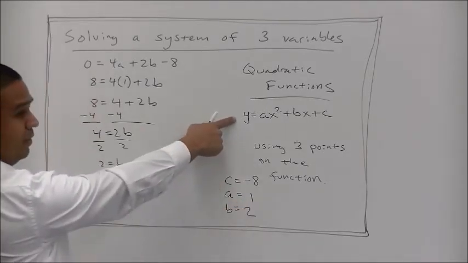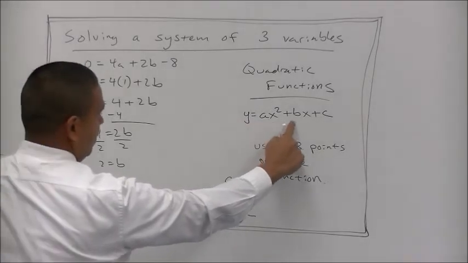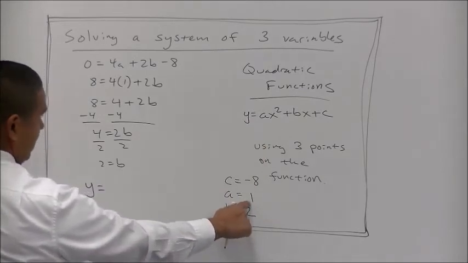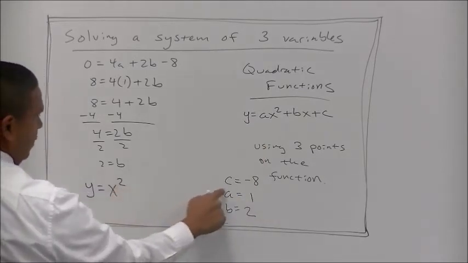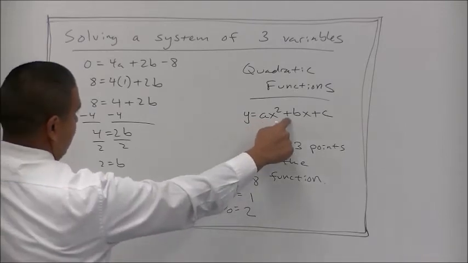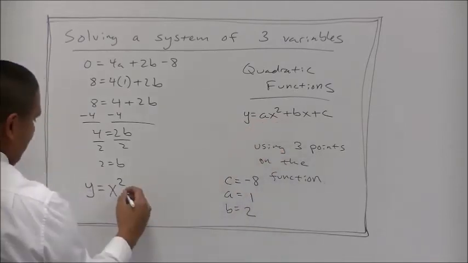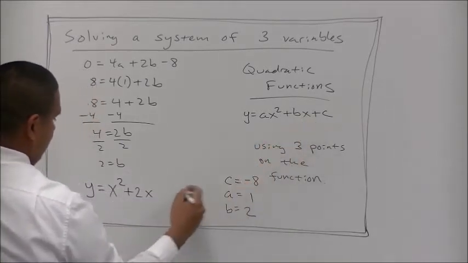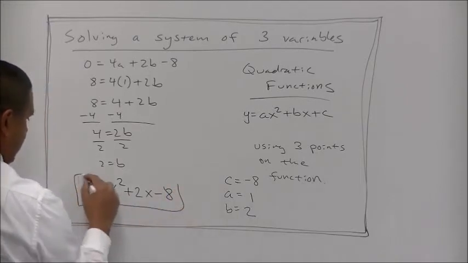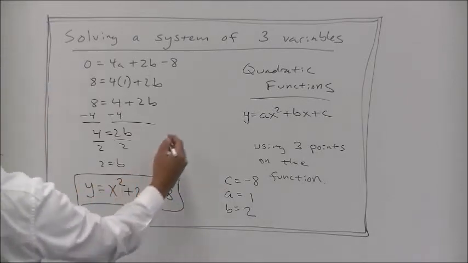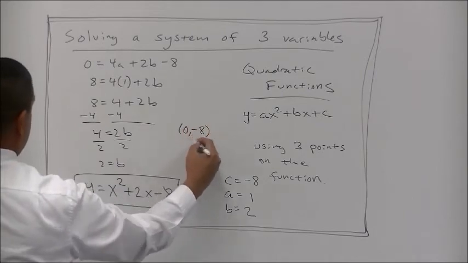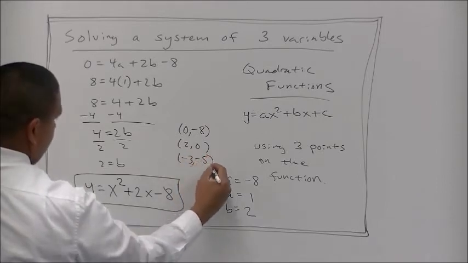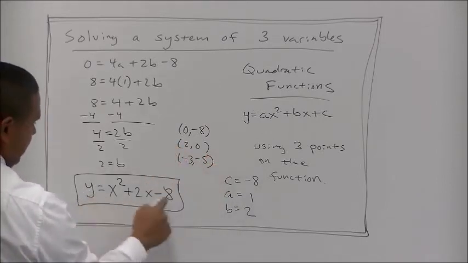So go back to this. Remember, y equals ax squared plus bx plus c. So now we could say that y equals, a is 1, right? So 1x squared. Then we need b, so plus 2x minus 8. So there's your equation. So those 3 points, (0, -8), (2, 0), and (-3, -5), all 3 of those points are on this parabola.